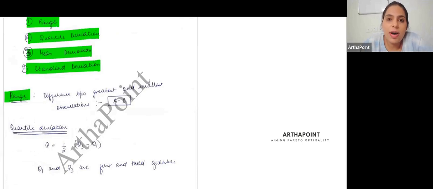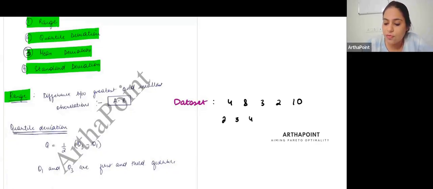When I talk about range, it is the gap between the upper and lower limit. So let's say that I have a data set, and suppose I just go ahead and sort this data in ascending order. Initially my data was 4, 8, 3, 2, 10. I sort it in ascending order and I get 2, 3, 4, 8, 10.